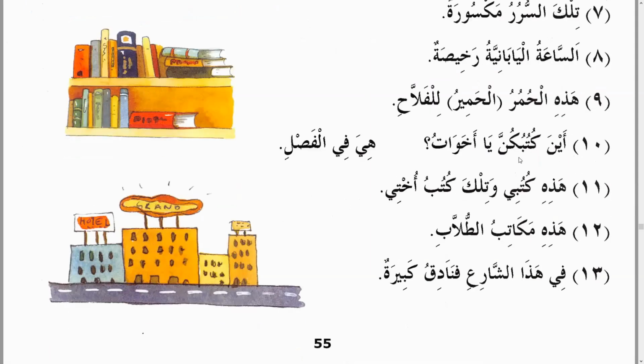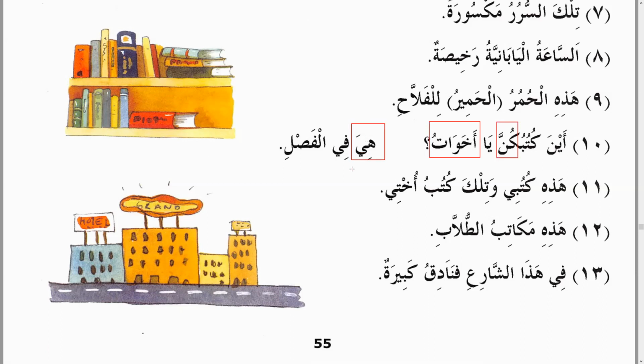Next one, Aina kutubukunna ya akhwatu. Where are your books, O sisters? And we learned before this in the 15th lesson, right? When we are speaking to plural feminine, we'll say kunna, right? We won't say kutubukum because we are speaking to sisters. Aina kutubukunna. The meaning is the same. Where are your books?